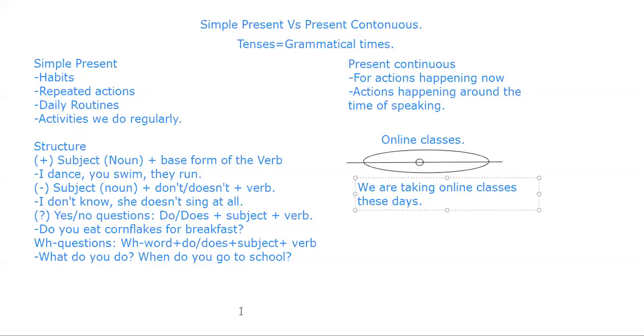We are here. We are speaking here, okay? But there is an action that is happening here also. What is the action? We are taking online classes these days, okay? This is an action happening around the time of speaking. So we can use present continuous for those things. For the action here, what is the action here? We are taking classes now.